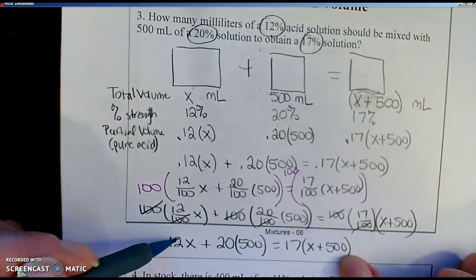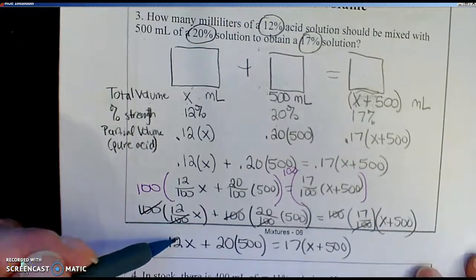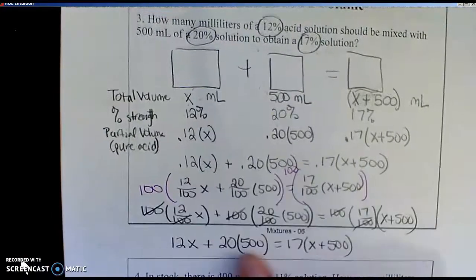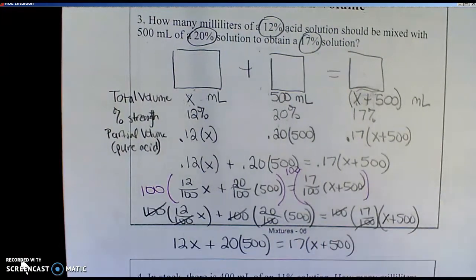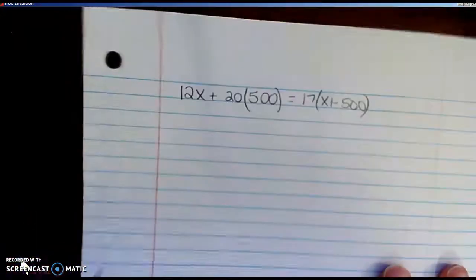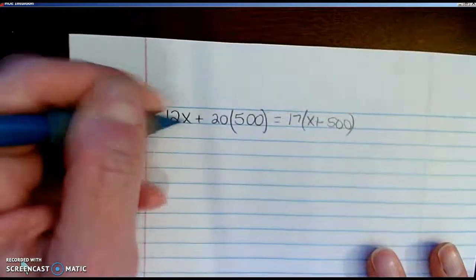Because it's an equation, we don't need those decimal points. We can just use 12x plus 20 times 500 equals 17 times (x plus 500). I'm running out of room here, so I'm doing it on a separate piece of paper, and I have just copied that equation. Now I'm just going to demonstrate the algebra.